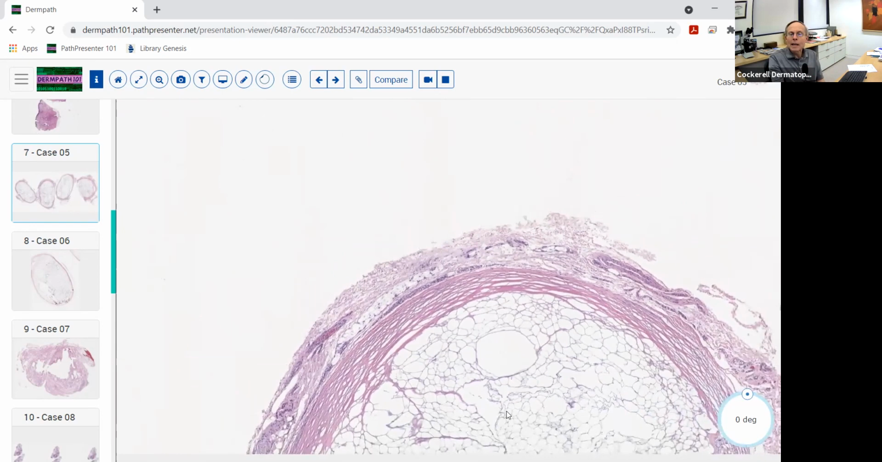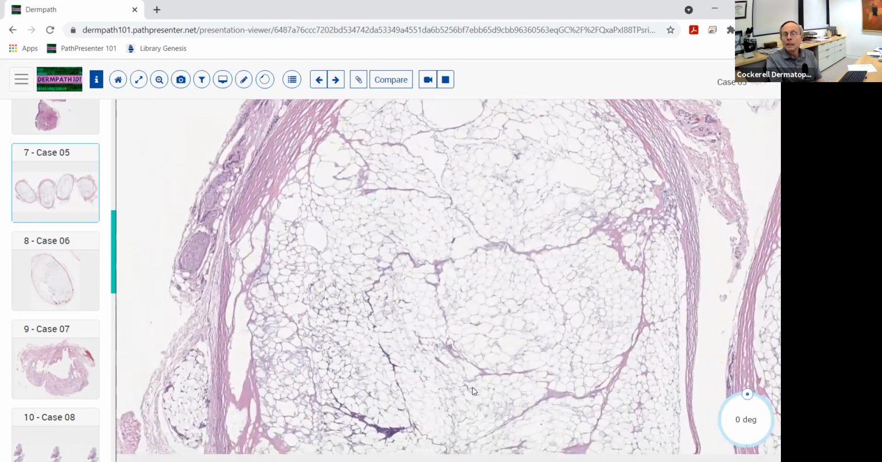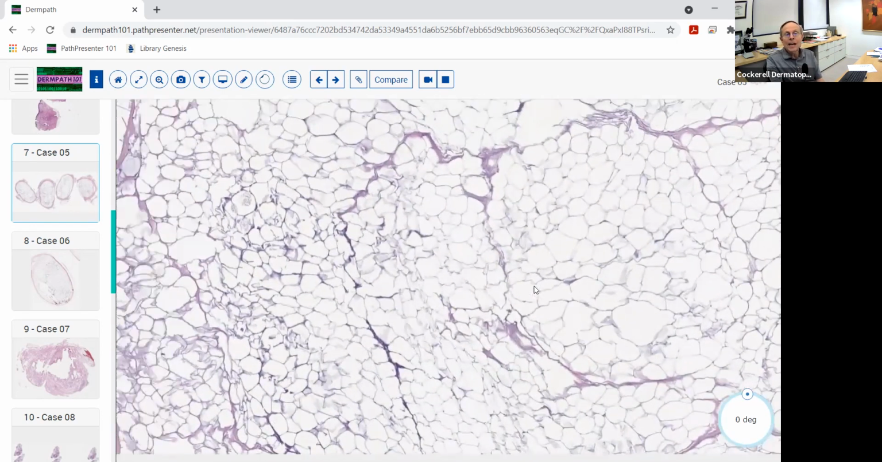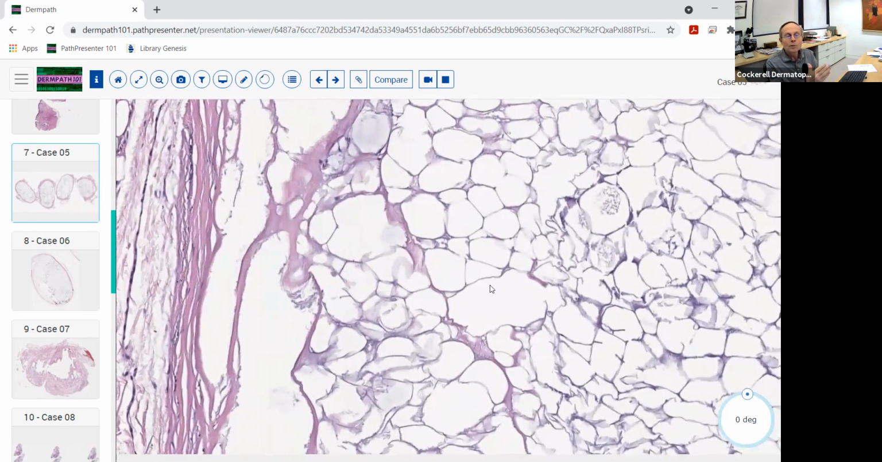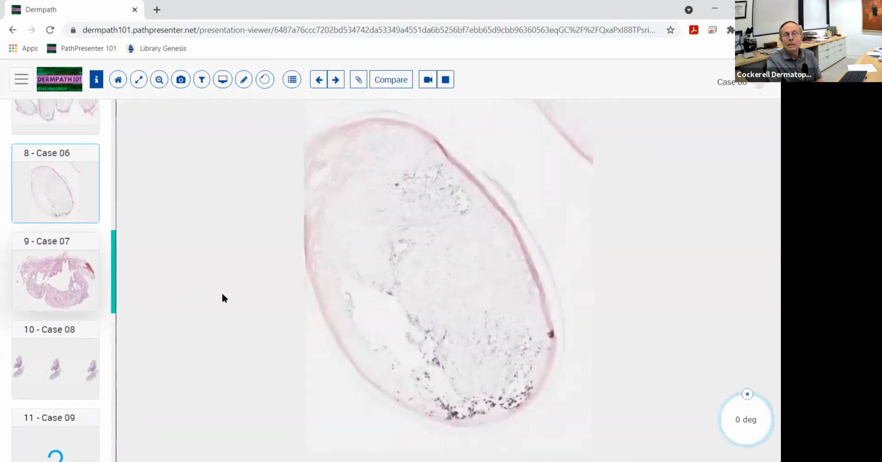Nothing really special about it. It's just a variant of a lipoma. And again, notice the fat cells look normal. They're typical in appearance. There's nothing unusual about this lesion at all. It's just basically a variant of a lipoma.